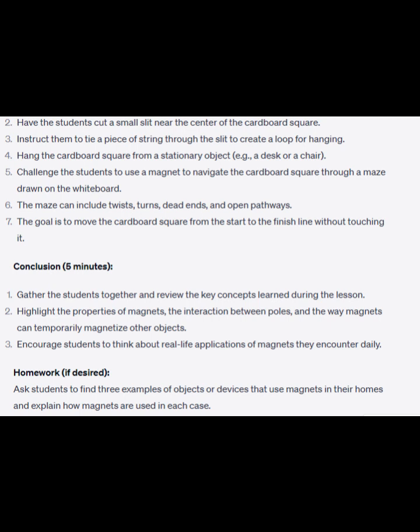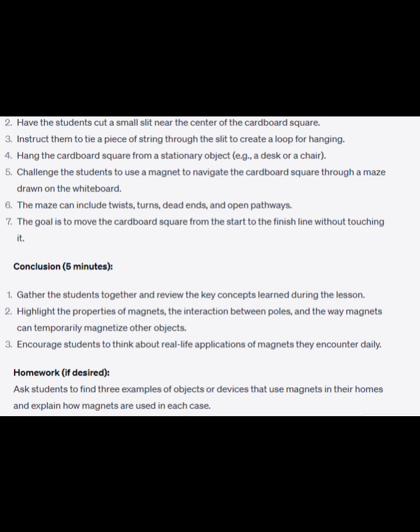Conclusion: 5 minutes. Gather the students together and review the key concepts learned during the lesson. Highlight the properties of magnets, the interaction between poles, and the way magnets can temporarily magnetize other objects. Encourage students to think about real-life applications of magnets they encounter daily.